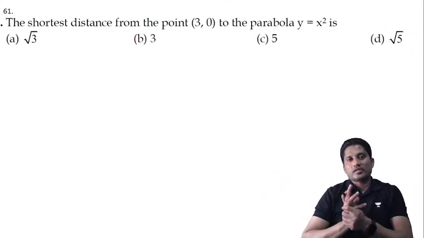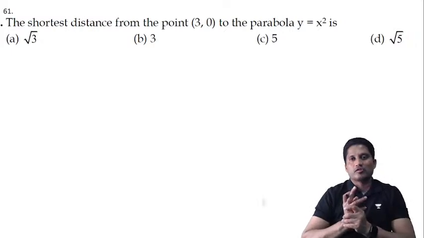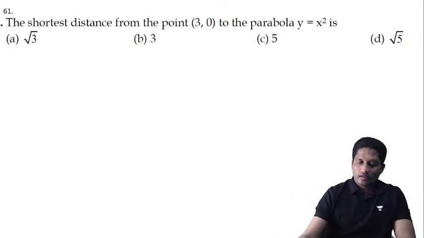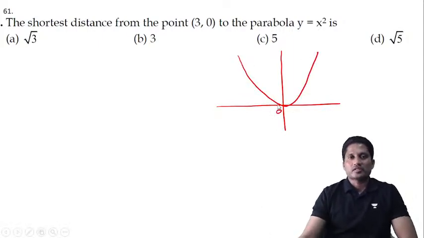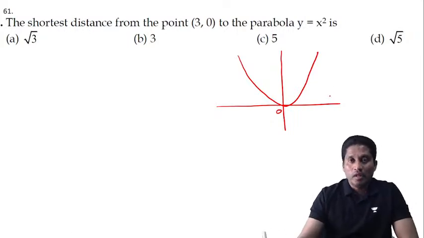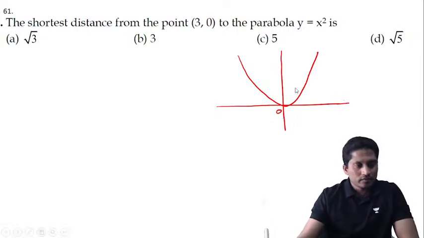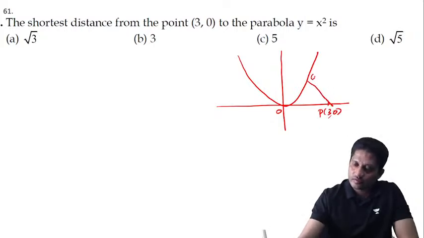Alright, let's move to the next question. The shortest distance from the point 3, 0 to the parabola y equal to x square. Okay, y equal to x square, that is x square is equal to y, is an upward parabola. I'm supposed to find the shortest distance of the point 3, 0. This point 3, 0 will be on the x-axis. Let's say this is Q. This is x, y. This parabola will be y is equal to x square.